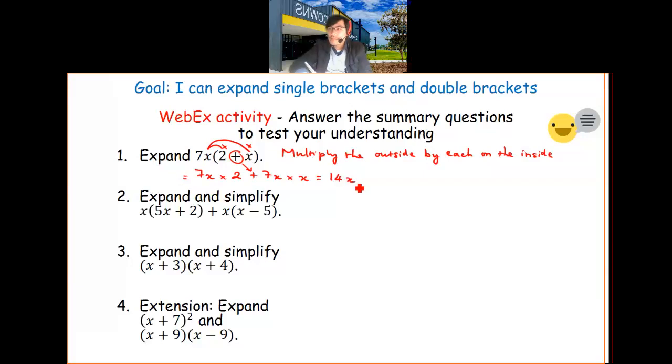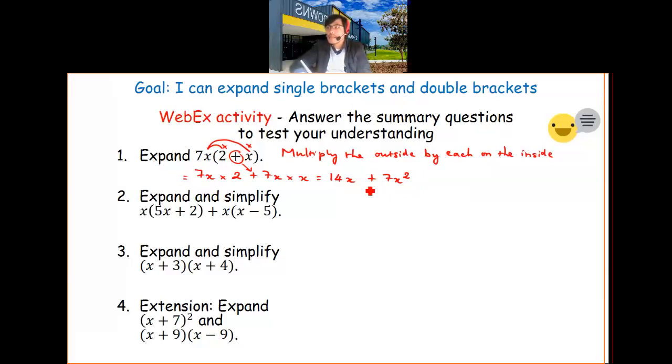14x. And then for the second one, plus 7x times x. So here we have x times x. And remember, x times x is x squared. So this one we're going to have 7x squared. Okay, so we have 14x plus 7x squared.